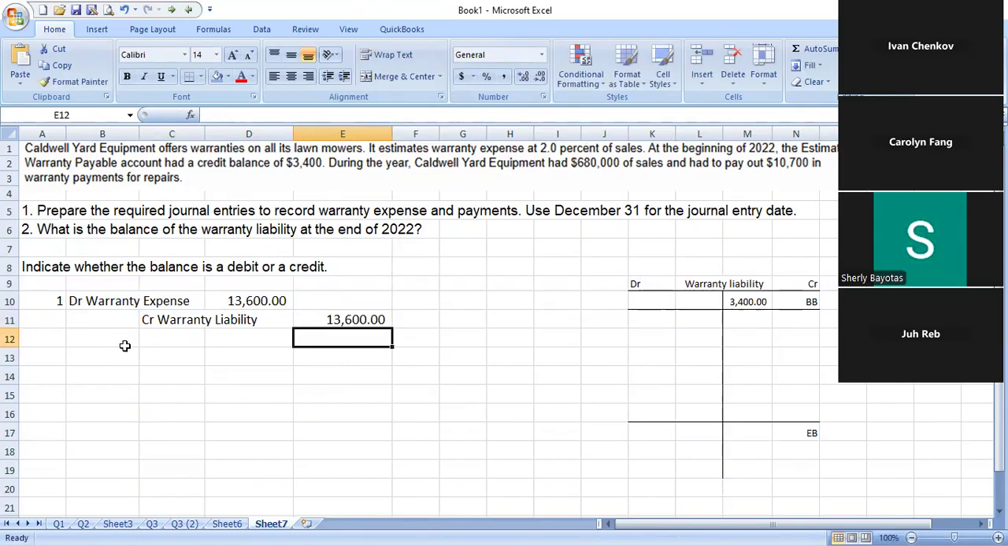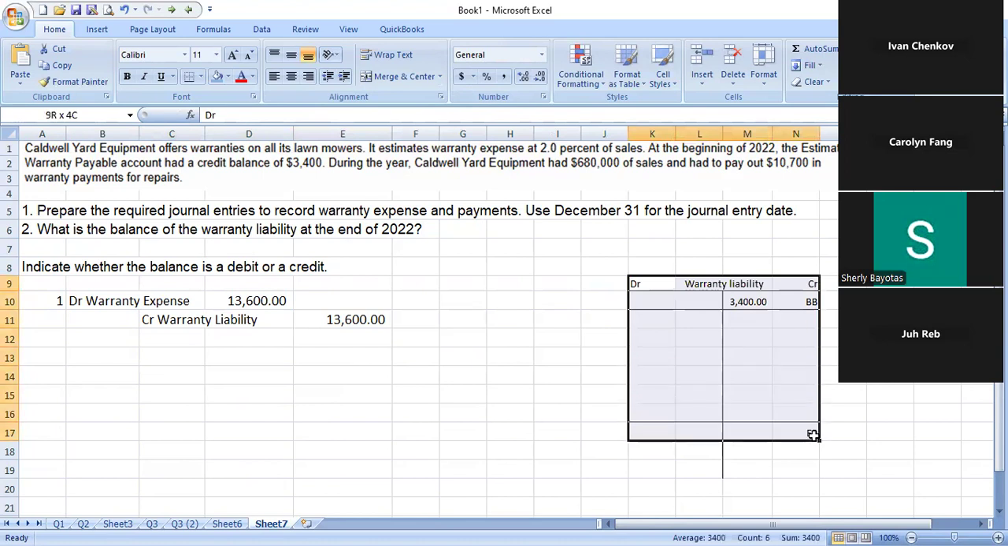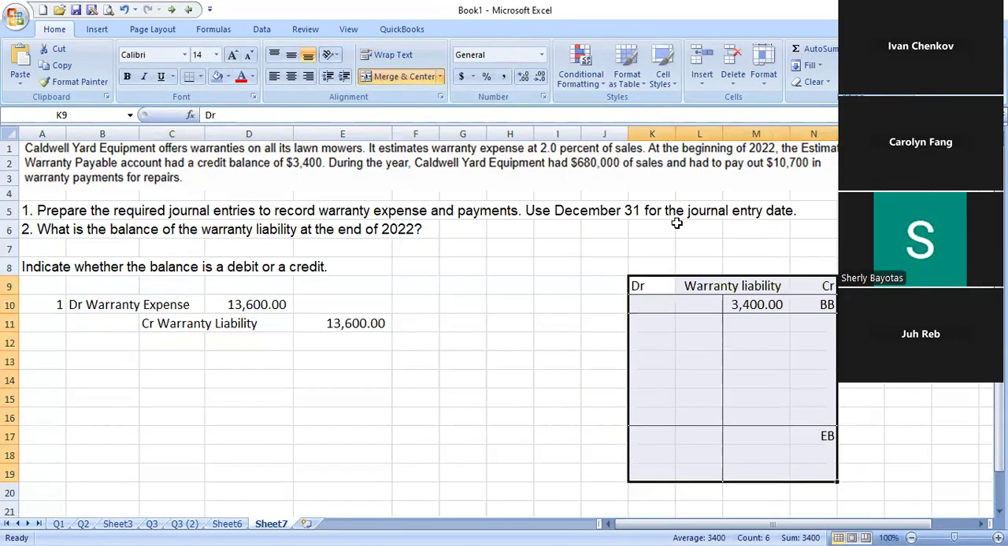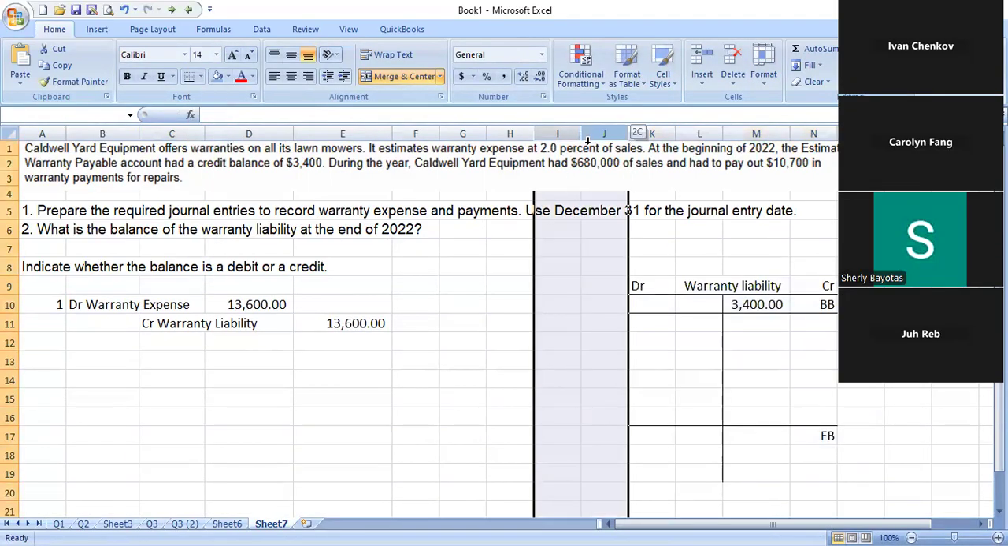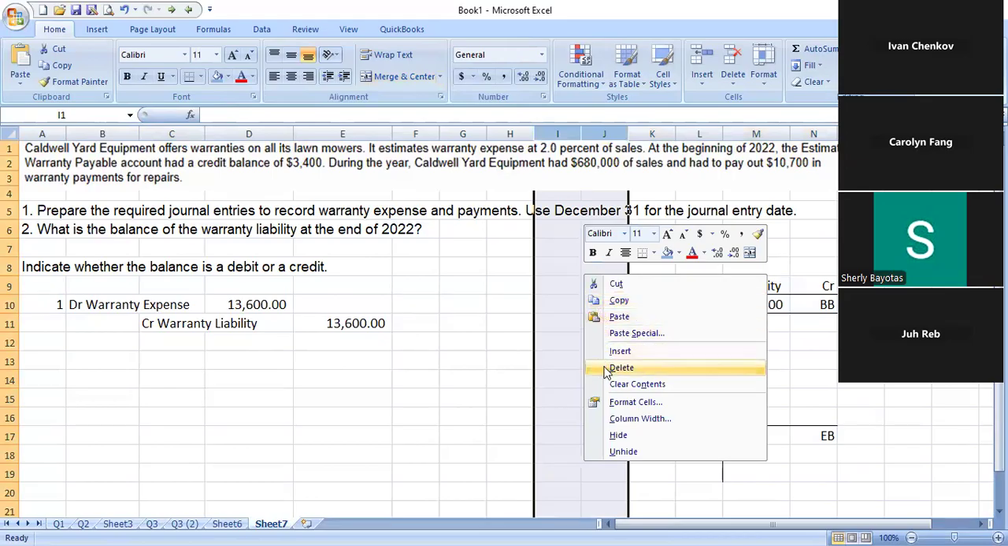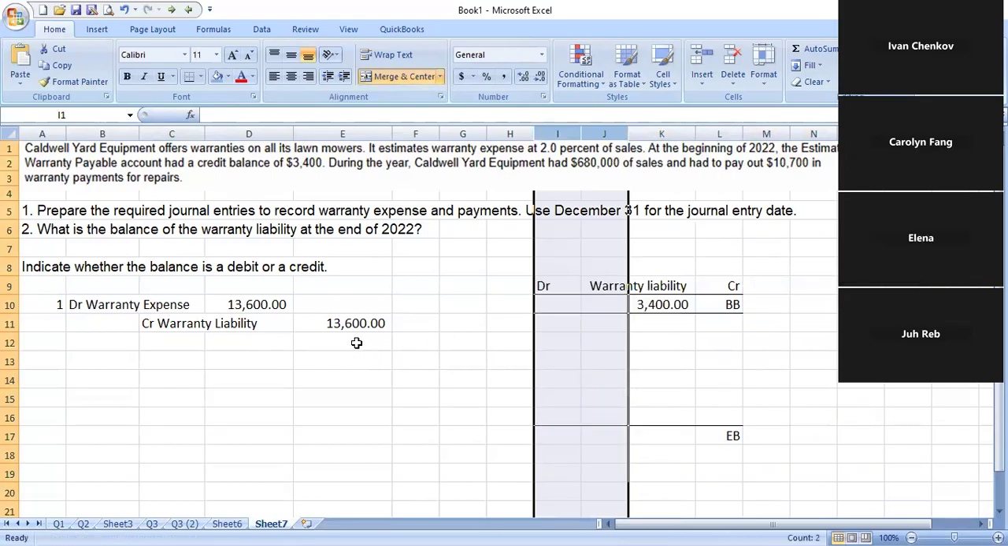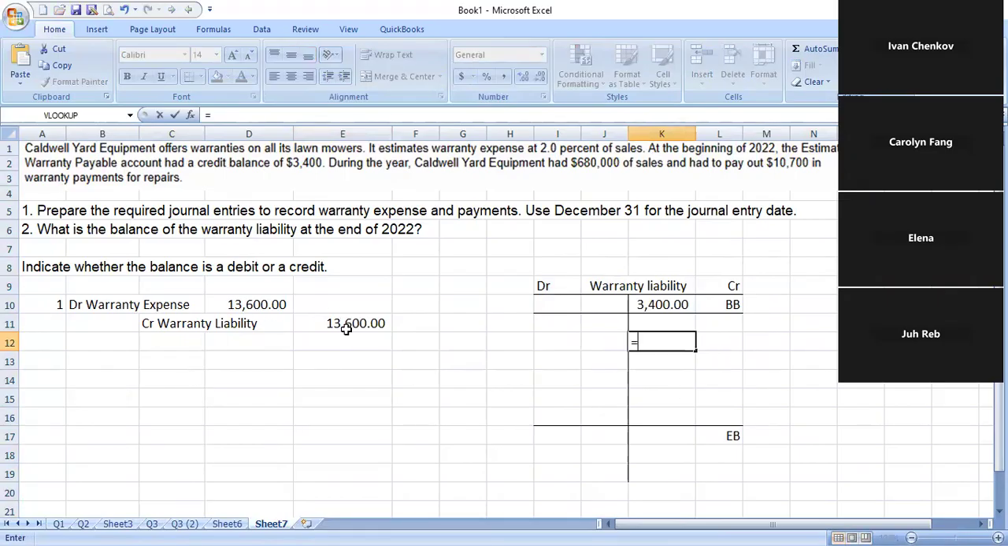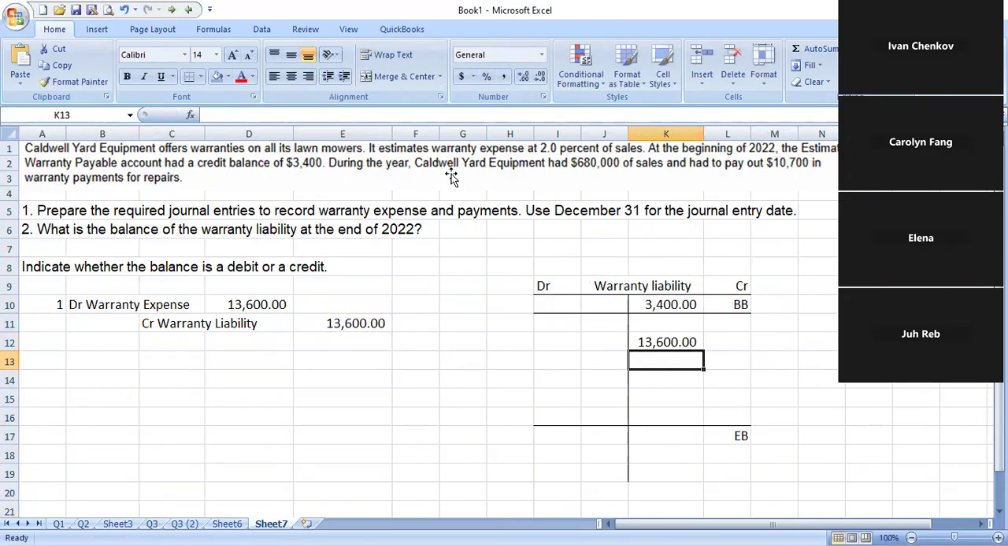Okay, we have the first entry. So what am I going to plug here? I have to plug here in this account. I already have an entry related to this account, correct? Can you guys see it? Yes. So on the warranty liability, I have to plug here the number which is 13,600. Next thing, what happens next?